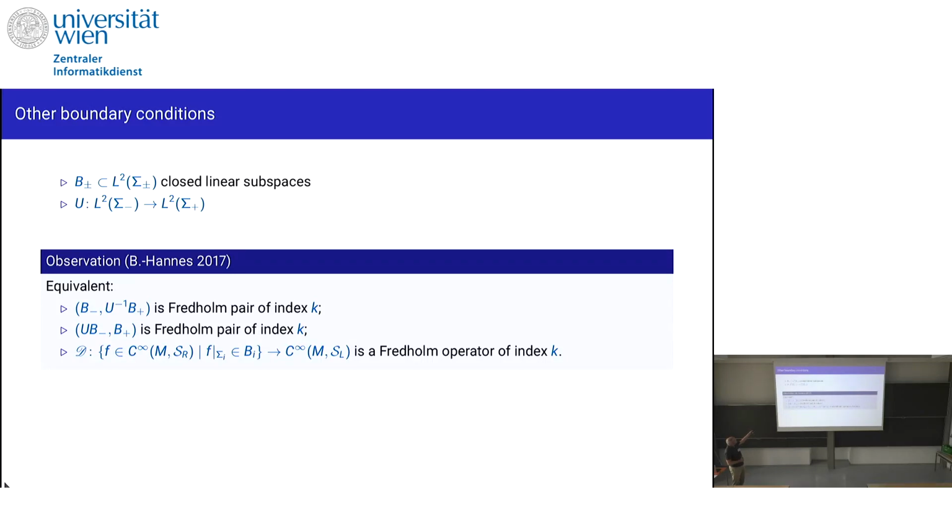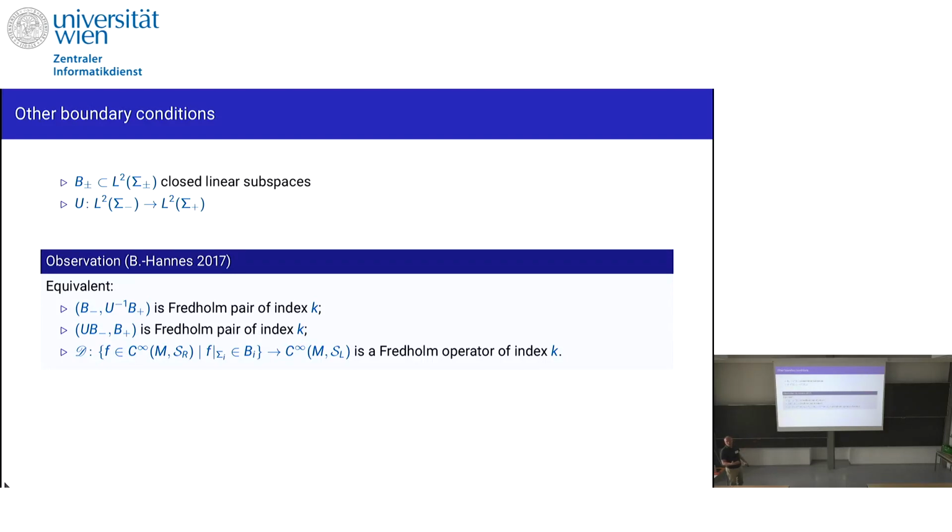So these are subspaces of two different Hilbert spaces. But what you can do is you can look at the Hilbert space L2 of sigma minus and use this isomorphism to pull back the subspace of the other one. So you take B plus, pull it back by this map, and then you have two subspaces of L2 of sigma minus. And the first condition is that this is a Fredholm pair of index K. You can do the same thing by pushing forward this other thing and work in the other Hilbert space, L2 of sigma plus. And then this is a Fredholm pair of index K.